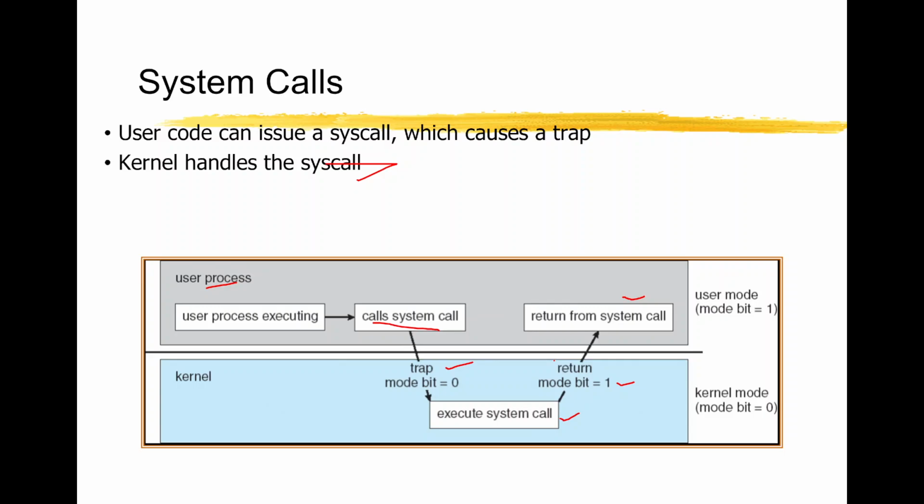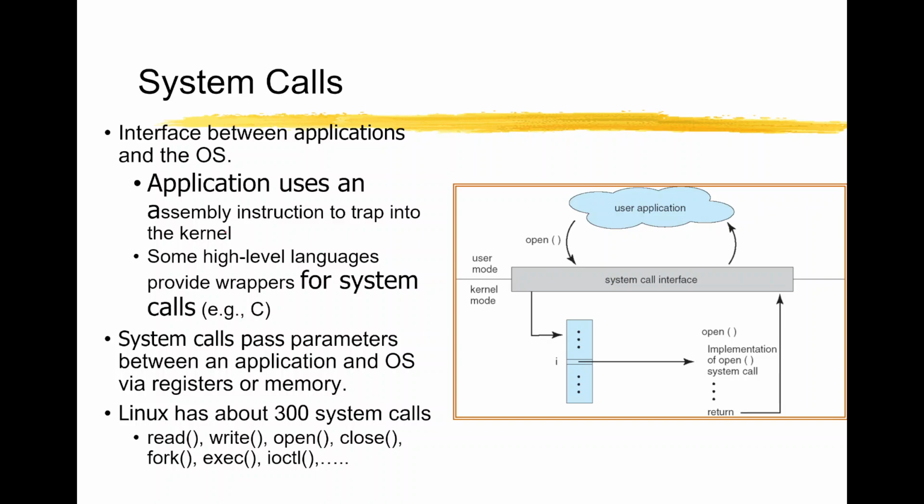Now, the system call is the interface between applications and the operating system, as I said earlier. The user application calls whatever it needs from the operating system, because the operating system is the only one that can operate within kernel mode. The application uses an assembly instruction to trap into the kernel. Some high-level languages provide wrappers for system calls, like the C language.